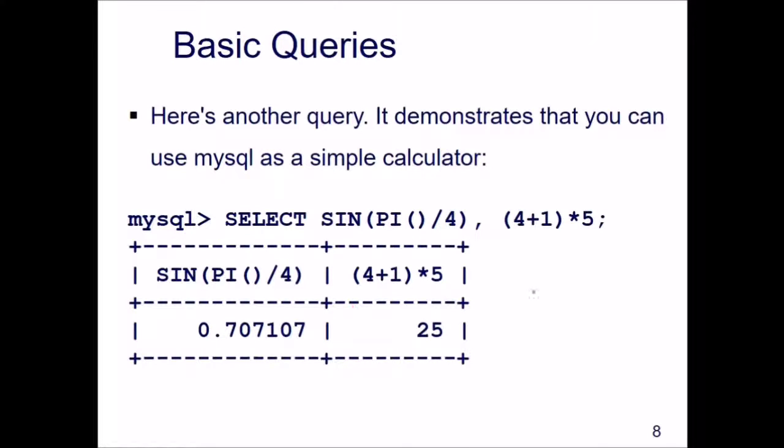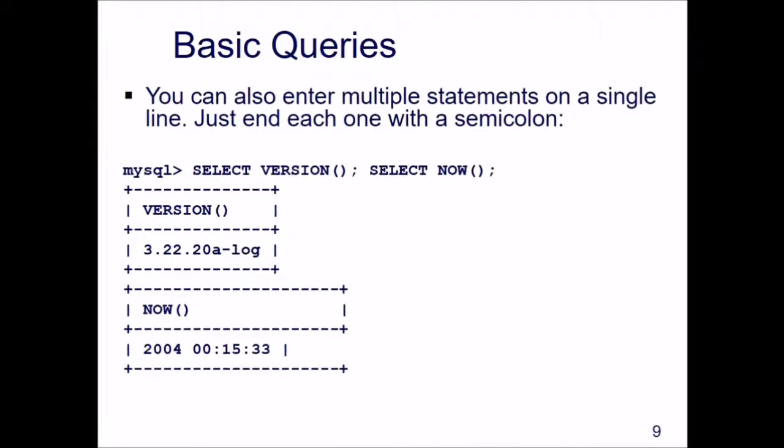Here is one more query. We want to demonstrate that you can use MySQL as a simple calculator. How? Just select sine of pi by 4, and then 4 plus 1 into 5. Pi is 22 by 7 or 3.14, this value, and you can divide it by 4 and you'll get the sine of it. So this is how the value can be received, and this is again a mathematical expression. And finally, you can get 25 easily.